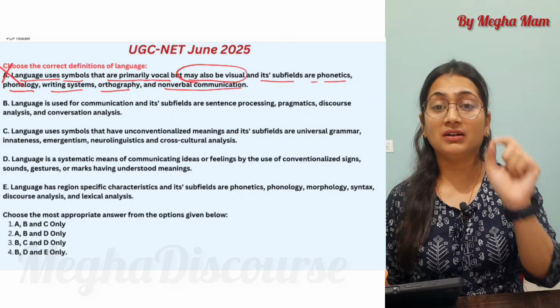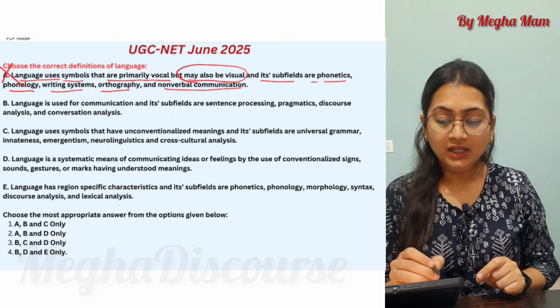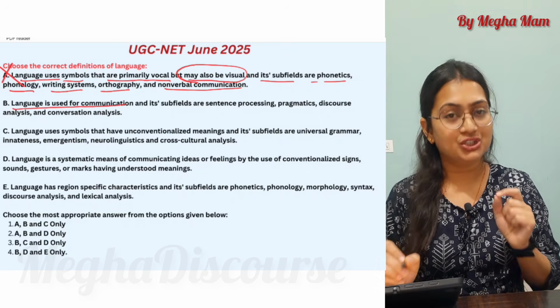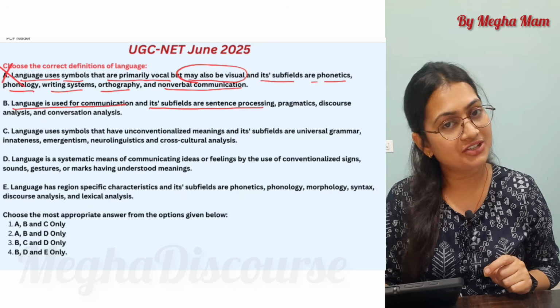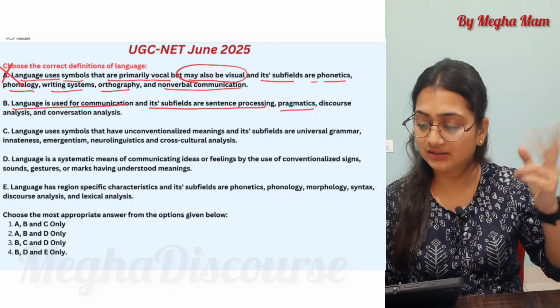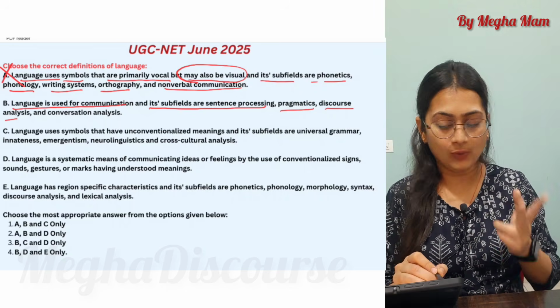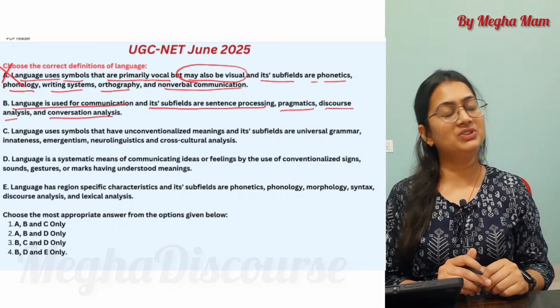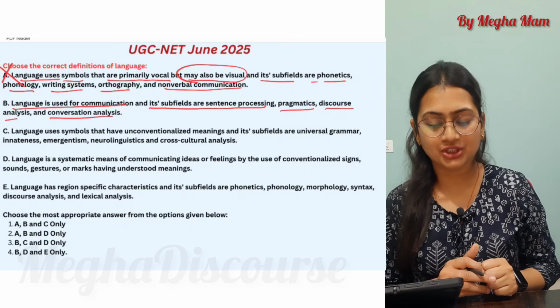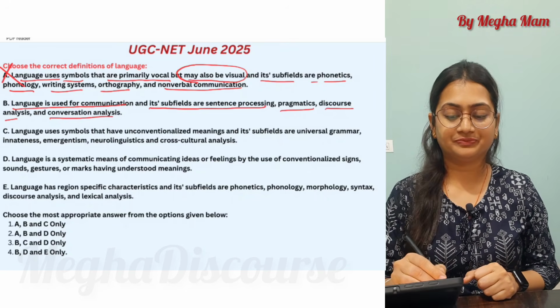Everything is correct, but the visual part is wrong. Language is used for communication and its subfields are sentence processing, pragmatics, discourse analysis, and conversation analysis. This is absolutely correct, they are subfields of language. So B is correct.